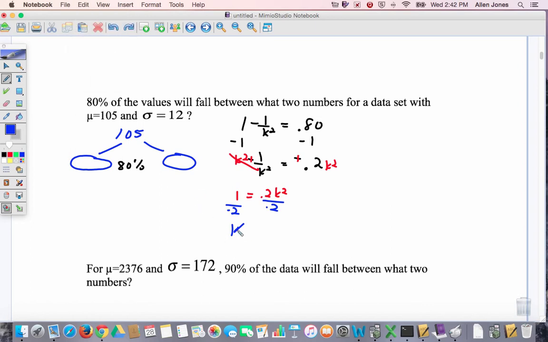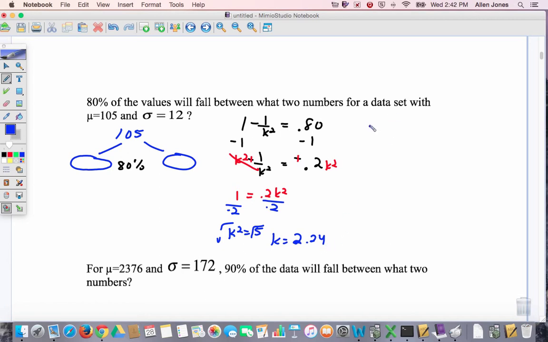k squared now equals 5. If I take the square root of both sides, k is going to equal about 2.24. Square root of 5 is 2.24.